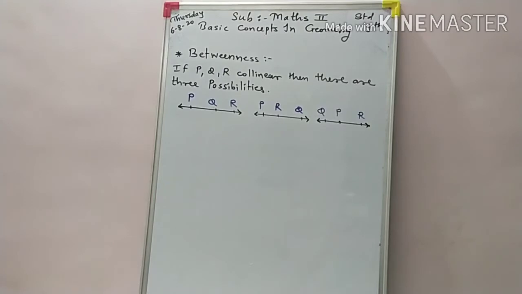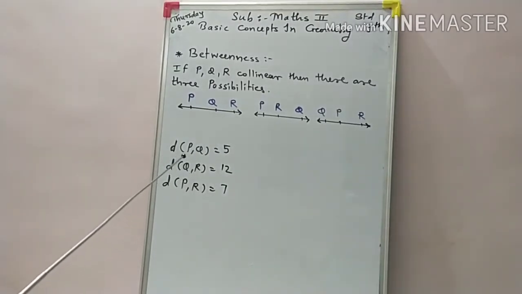So how do we decide which point lies between the other two? For that, we are given the distance between each pair of points. Like this: the distance between P and Q is 5, the distance between Q and R is 12, and the distance between P and R is 7. So how do we decide which point lies in between the other two?